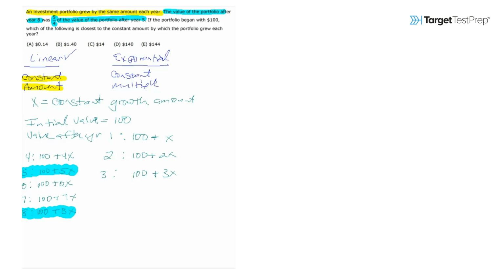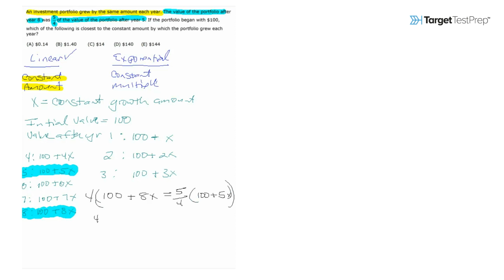We're going to say the value at the end of year 8, right, 100 plus 8X, is equal to 5/4 of the value after year 5. That gives us a really simple equation. Because we have that fraction 4, we don't like seeing that. We're going to immediately multiply every term in the equation by 4 to get rid of that.